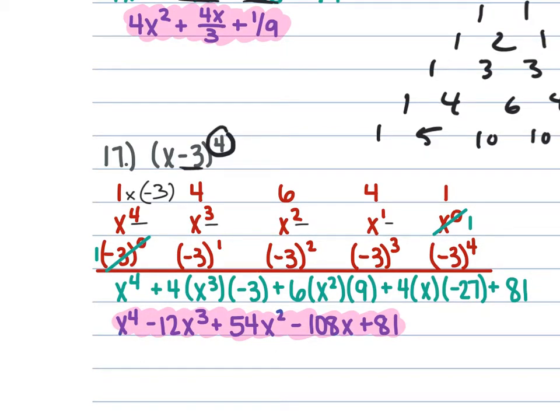So then we've got our terms right there, which the first one, when I worked those out, just became x to the 4th. Then we've got 4 times x to the 3rd times -3, which became -12x cubed. 6 times 9 is 54 with an x squared. 4 times -27 is -108 with an x on it, and then just 81.